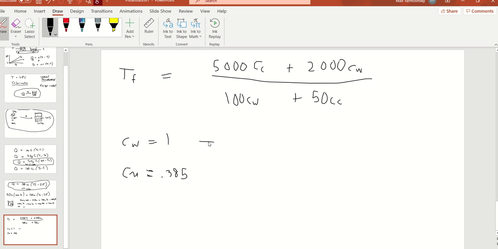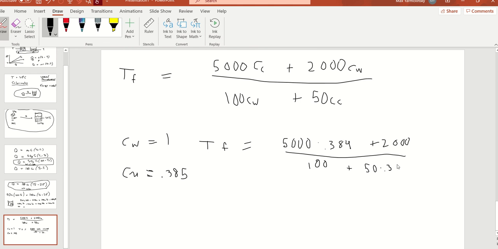You can put those into the formula so that you get TF is 5,000 times 0.384 plus 2,000 times 1, which is just 2,000, divided by 100 plus 50 times 0.384. So I'm just going to put those numbers in my calculator and see what I get.